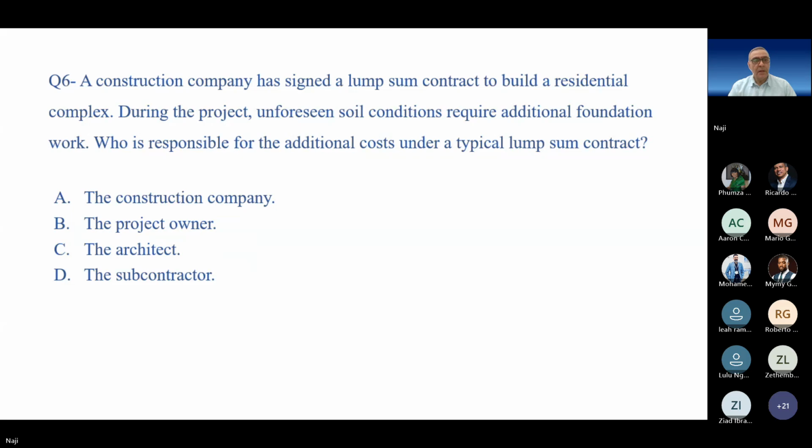Last one. A construction company signed a lump sum contract to build a residential complex. During the project, unforeseen soil conditions required additional foundation works. Who is responsible for the additional cost under a typical lump sum contract? Okay, something needs more work, more money. Who is responsible under a lump sum contract? A, the construction company, B, the project owner, C, the architect, D, the subcontractor. Who is responsible?